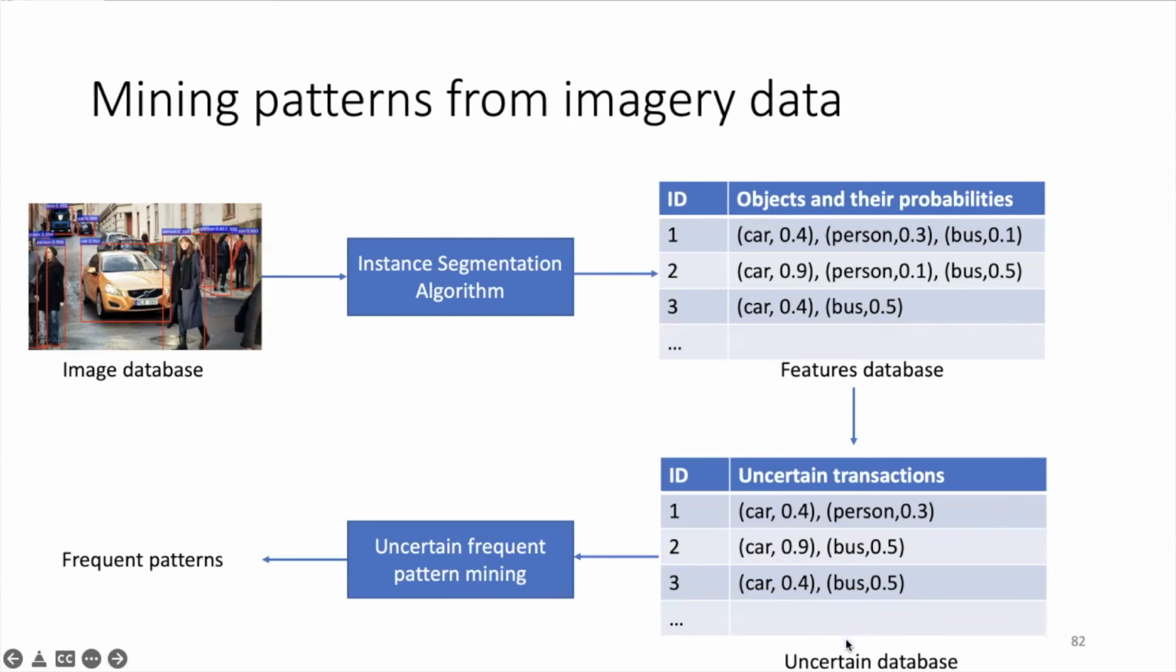So what we do is we create this uncertain database. Once we have this uncertain database, we simply input this data set to the uncertain frequent pattern mining algorithm that is available in our PAMI library. And this program will identify the frequent objects that are appearing together in our data set.